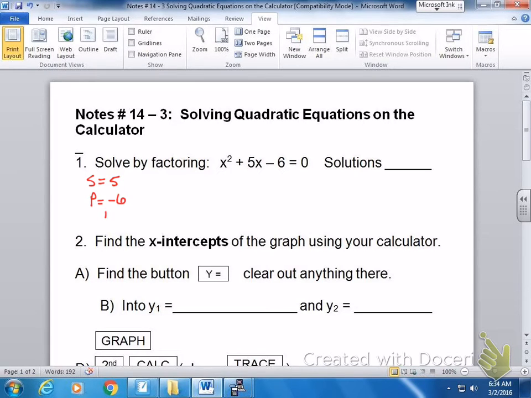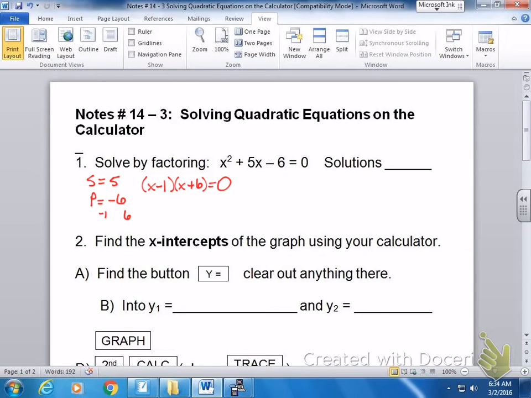Now, if I break negative 6 down, I know 1 times 6 is 6, but one of them would have to be negative. So if I try negative 1 times 6, that's negative 6, and negative 1 plus 6 is 5. So those are what I want to use. I'm going to open up my parentheses and throw in my variable. I know it equals 0. Then I just throw my numbers in there, x minus 1, x plus 6. So now we have it factored.